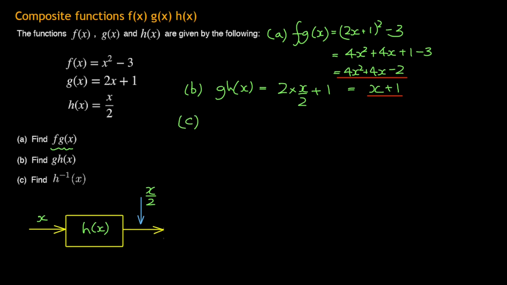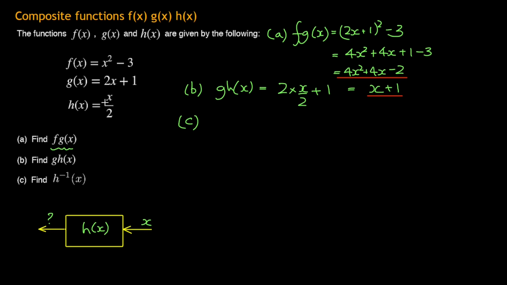Now for part C, we've been asked to find the inverse function of the h box. What this means is we normally put x into the h box and get the rule out, as it were. But the situation has changed. We're going to shove x into the output, effectively, of the h box and ask the question, what's going to come out of what was the input?